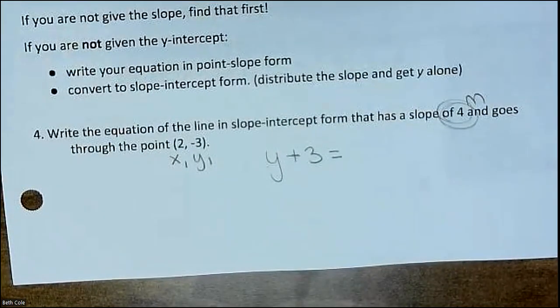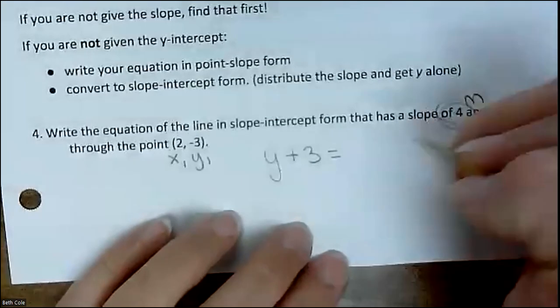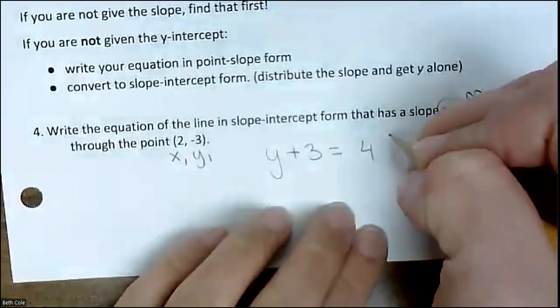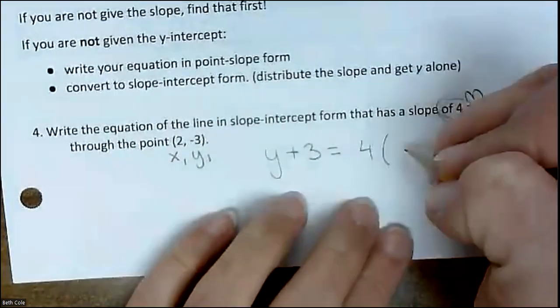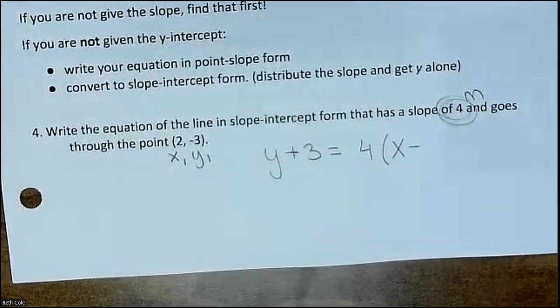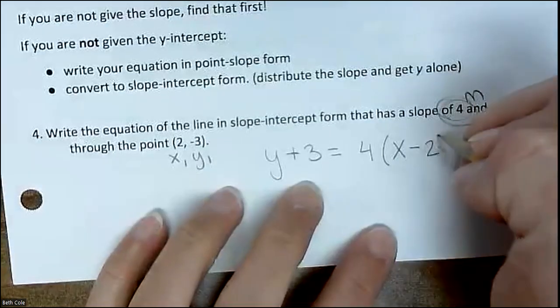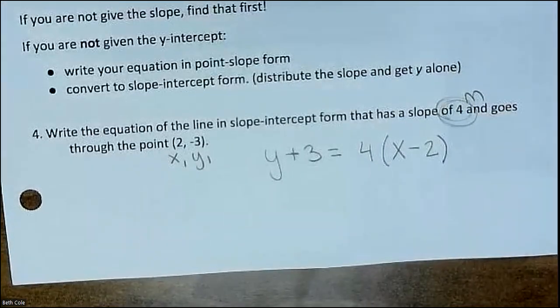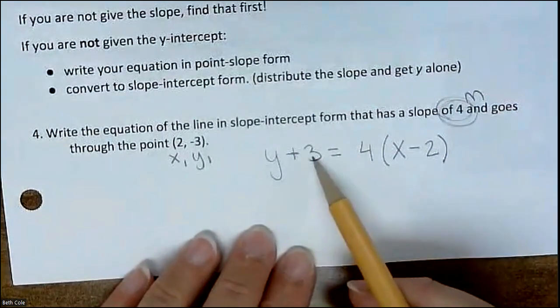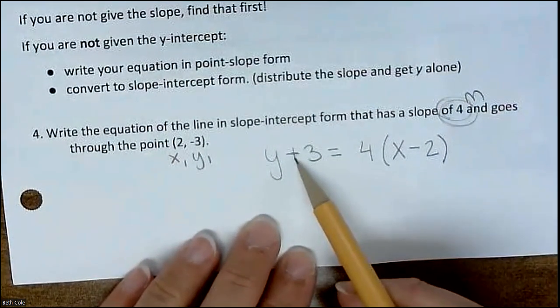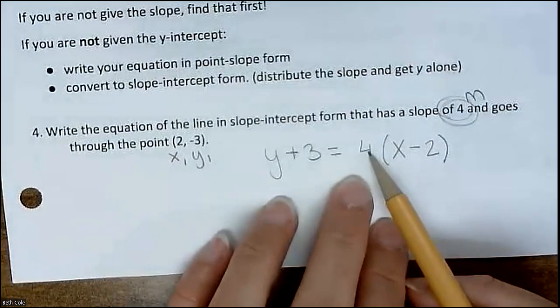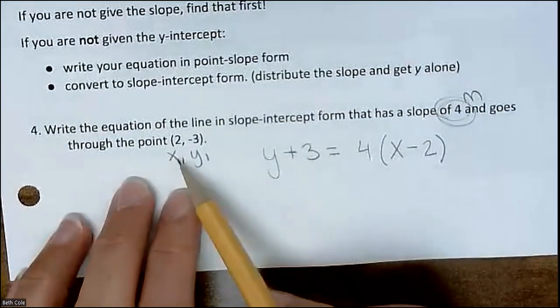Equals. Now the next thing is m. I labeled that too. What number is our slope? 4. Very good. Parenthesis, x minus 2. You have all the ingredients. You're just putting them in the right spot. Let me just recap. It was y minus -3, so it's plus. Negatives cancel. Equals our slope, parenthesis, x minus your x number.